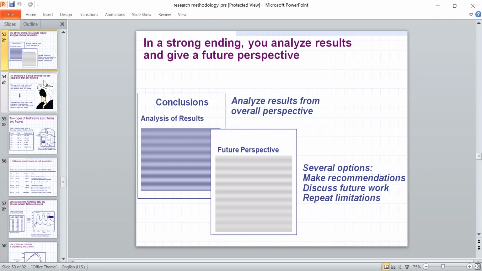The strong ending: you analyze the result and give a future prediction. Say you did something with artificial intelligence, machine learning, nanosensors. What is the use? You developed some methodology or software. How will you take this to society, how will you use it in industry, how will it be useful in future? What about the limitations, the advantages, the disadvantages, and how to overcome them? All things should be reflected. You have to give this to other researchers.